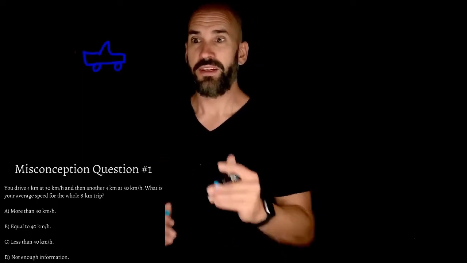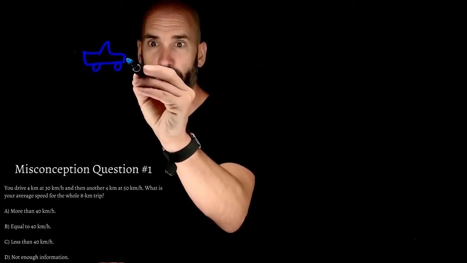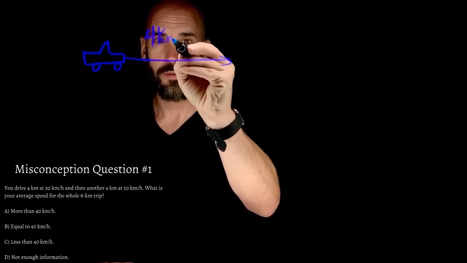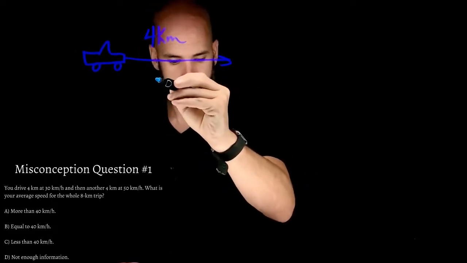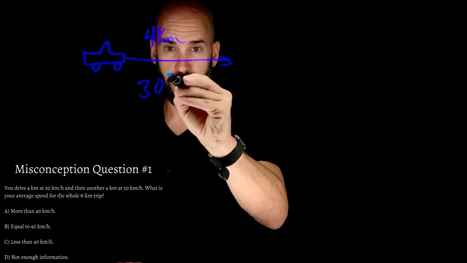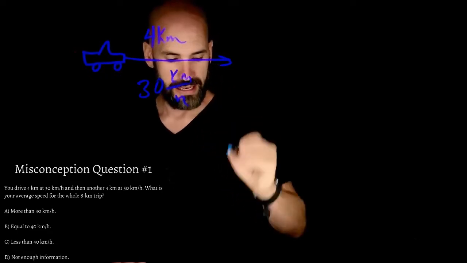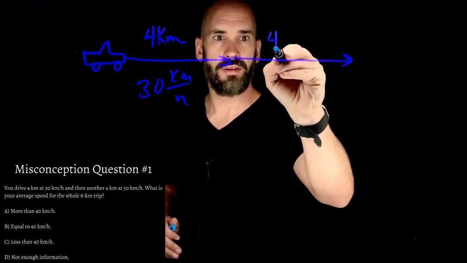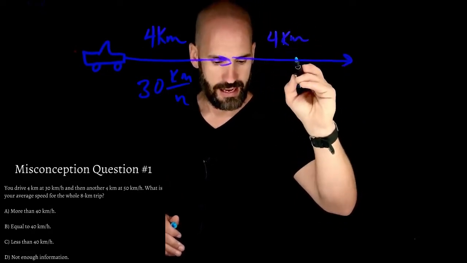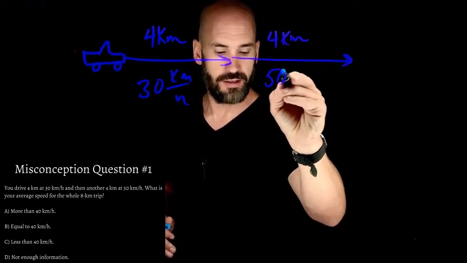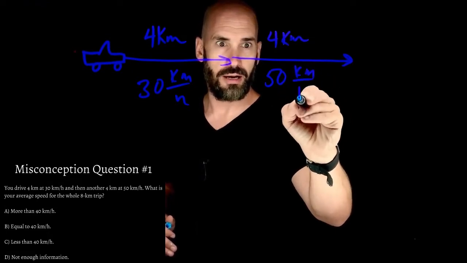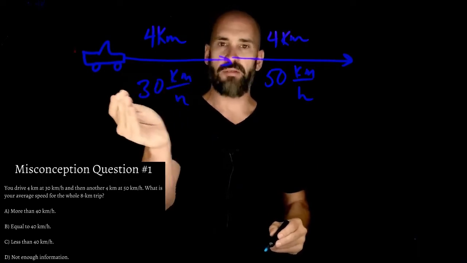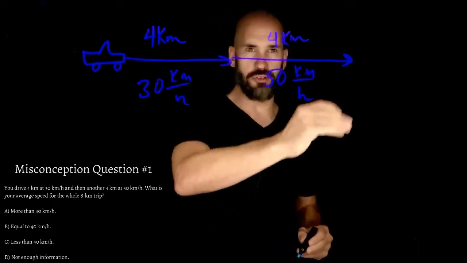Okay, so this guy goes 4 kilometers over here at 30 kilometers per hour, right? And then he goes another 4 kilometers at 50 kilometers per hour, okay? So the question is, what is the average speed for the whole 8-kilometer trip? All right.